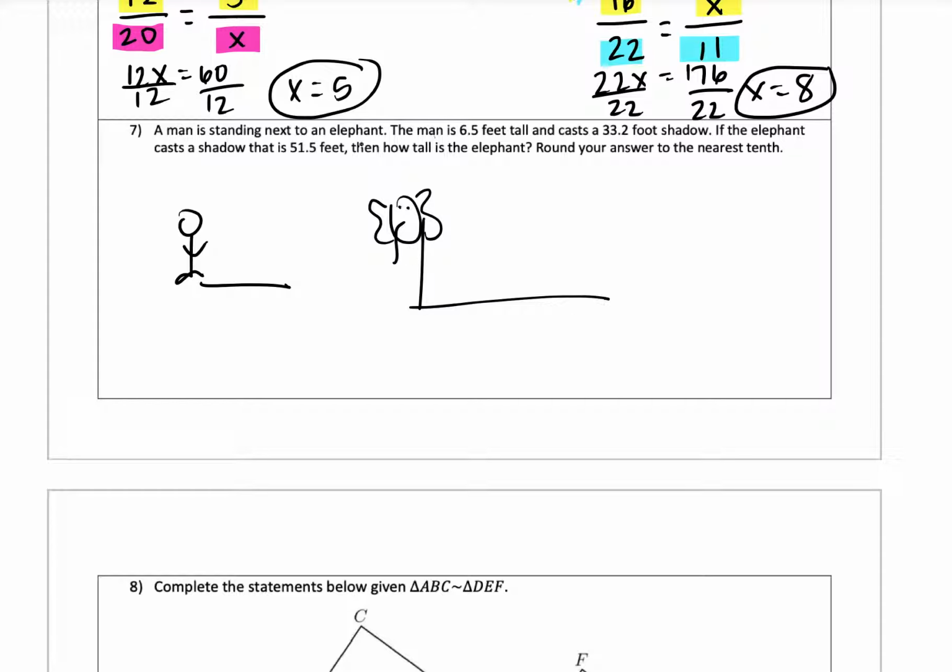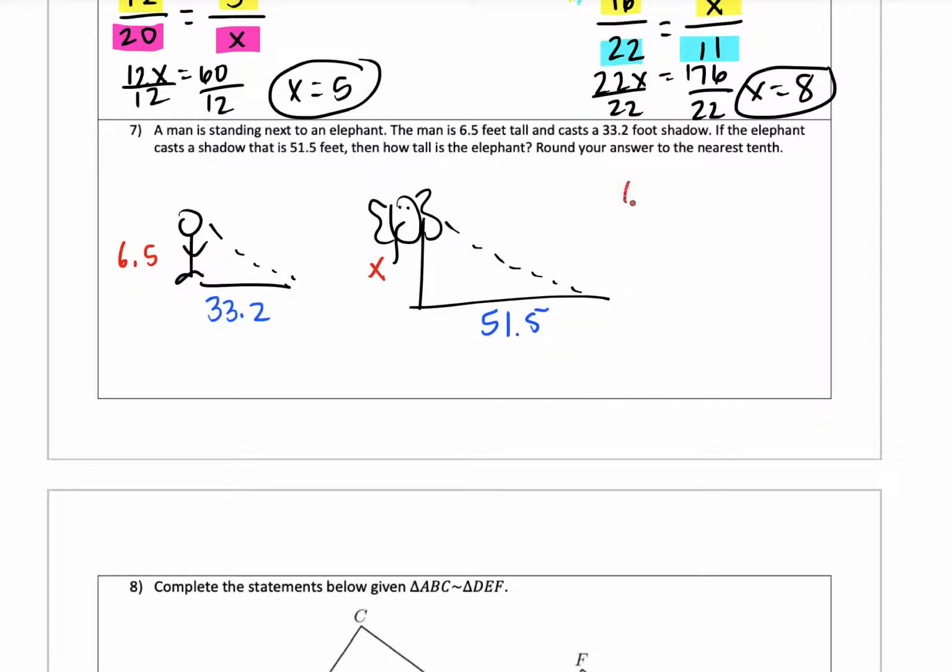So you can go back and read your problem and label what you know. So the man is 6.5 feet tall, and he has a 33.2 foot shadow. And then it tells us that the elephant casts a shadow that is 51.5 feet. And it then says, how tall is the elephant? So we don't know the elephant's height. So now that we've drawn a picture, we can kind of imagine, well, these kind of look like two similar triangles. So that means I'm allowed to set up a proportion.